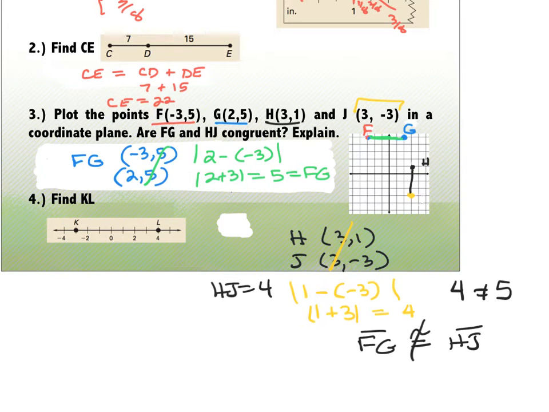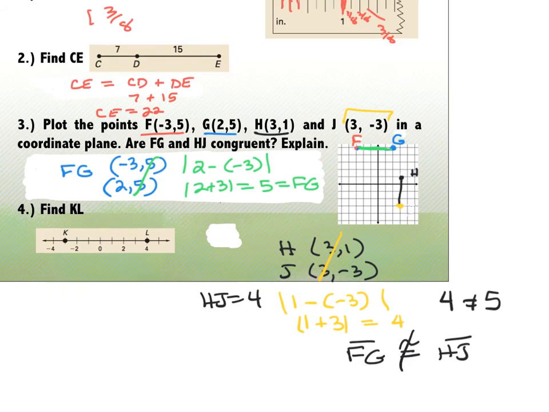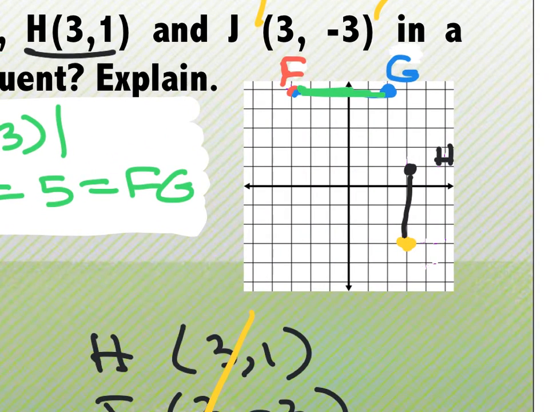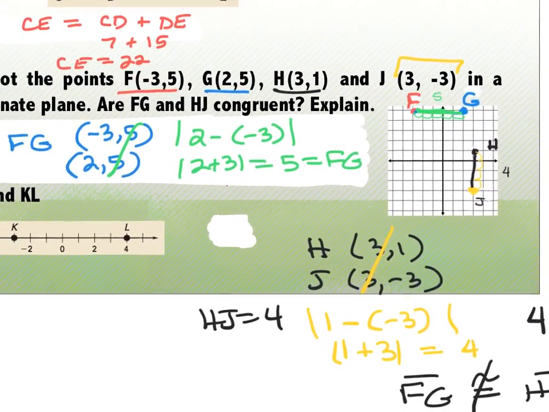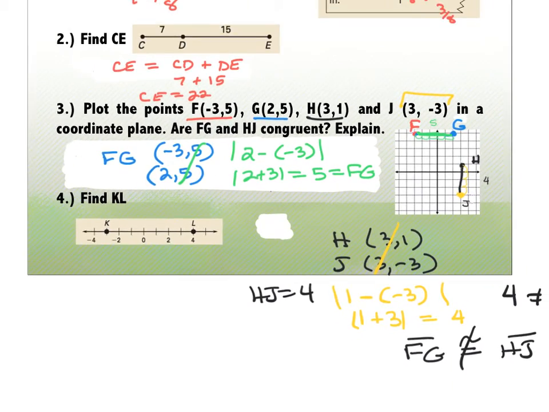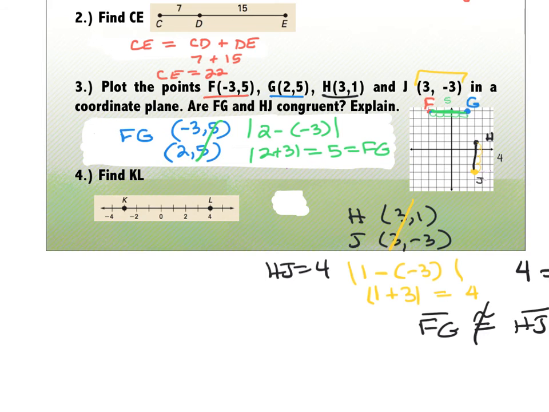Now, one other nice thing about this is when you have it graphed on a coordinate plane, you can also count the units. So I could have counted 1, 2, 3, 4, and you could see that HJ has a length of 4. I could do the same thing for FG up here, 1, 2, 3, 4, 5, and this has a length of 5. So again, if you're just given coordinates and you don't want to have to graph them, then you can go ahead and just subtract and then find the absolute value.